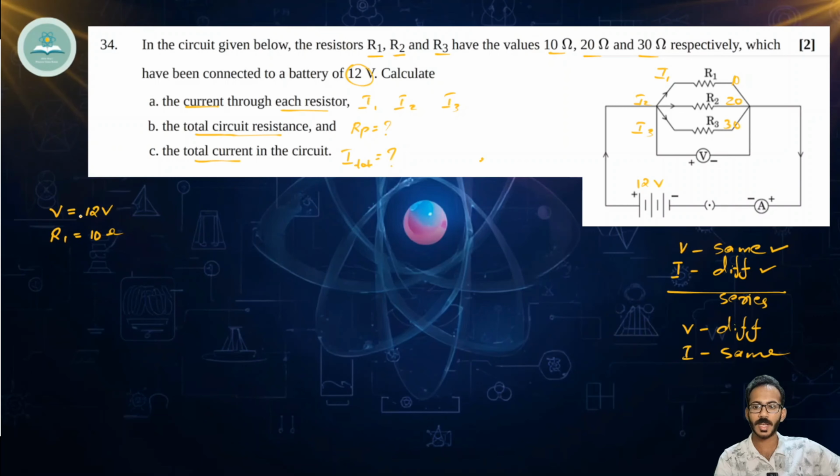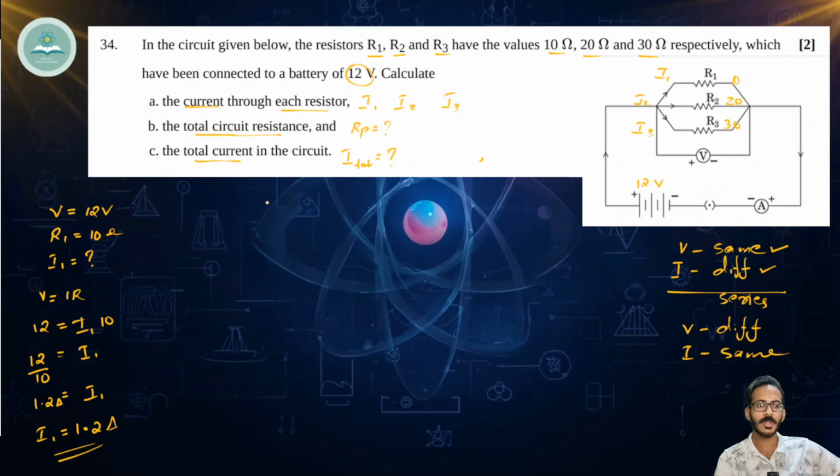So now since we have voltage and resistance, we'll be able to find out I1, the current across the first one, using Ohm's law. So in Ohm's law we know V is equal to I into R. So here V is 12 volt is equal to I, which we don't know, I'll call it I1, into R, which is 10. So I1 is equal to 12 divided by 10. So I1 is equal to 1.2 ampere. So I got the first current. Now let's do the same thing for the second resistance.